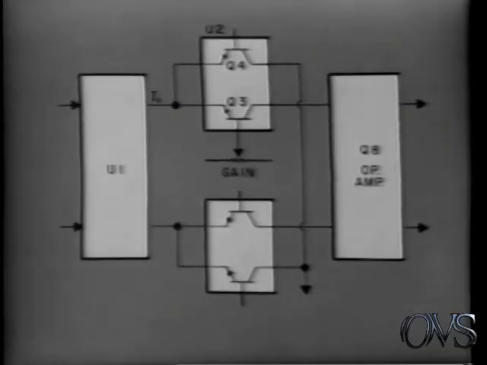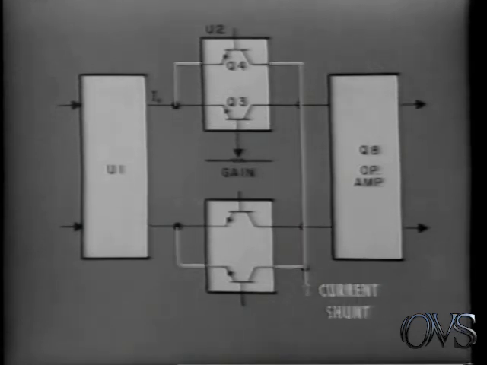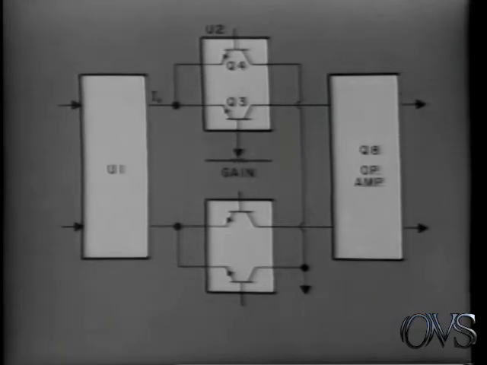Here's the same circuit with the electronic attenuator added. Signal current I1 is now divided into two parts. One part flows through U2, Q3 and on into the operational amplifier. The remainder is diverted through U2, Q4 and then shunted out of the circuit. By varying the DC bias on U2, Q3 base with a front panel gain pot, we control how much current is coupled to the operational amplifier or is shunted out of the circuit.